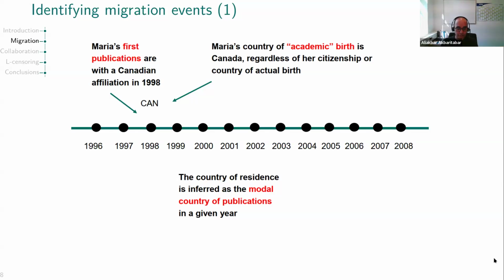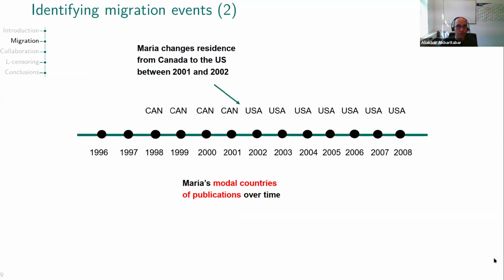When we look at her affiliations later and following that, if we construct such trajectories, we can see that somewhere between 2001 and 2002, her affiliation changes from Canada to USA. So we can take this and consider this as a signal that maybe she has moved.